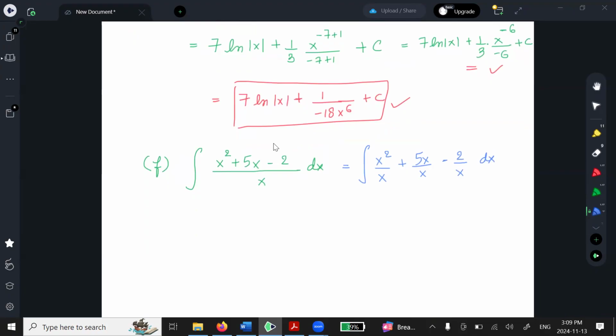So I can cancel out the power, it's just an x. This is just a constant. This is just negative 2 over x, right?